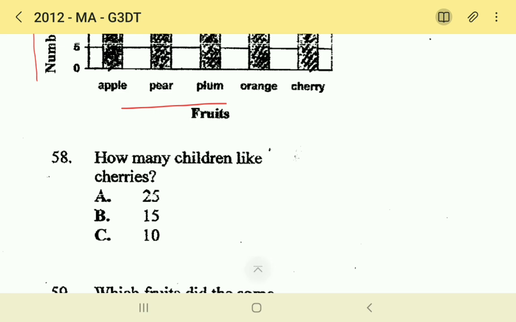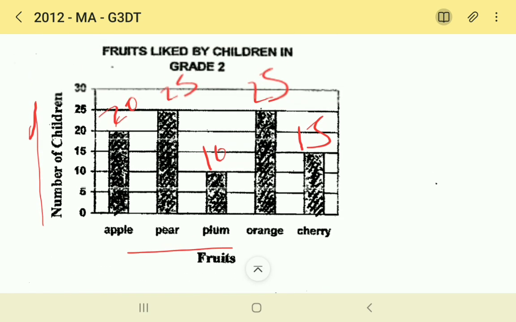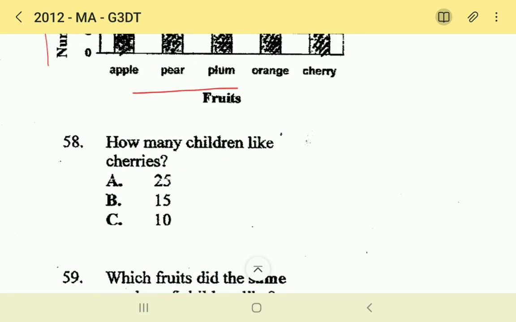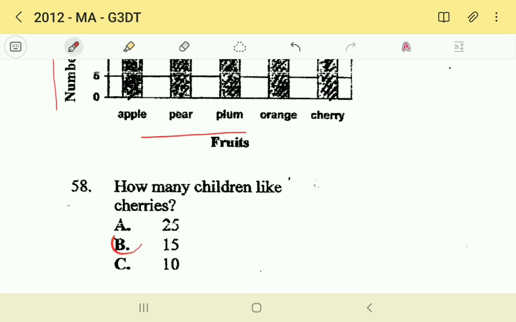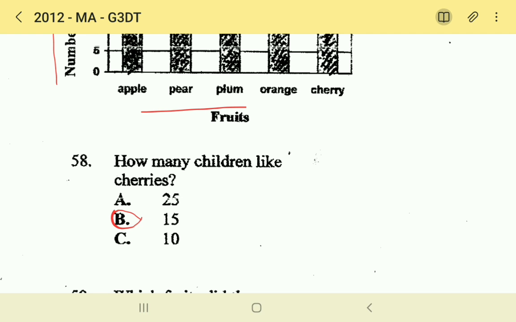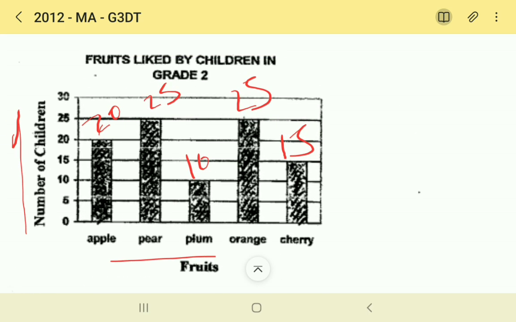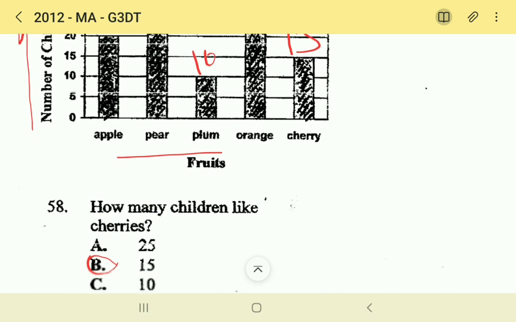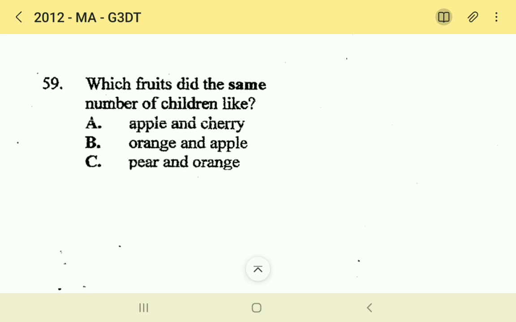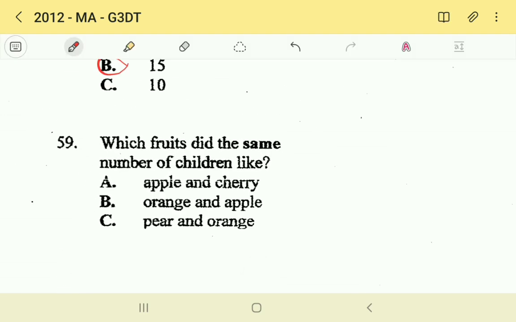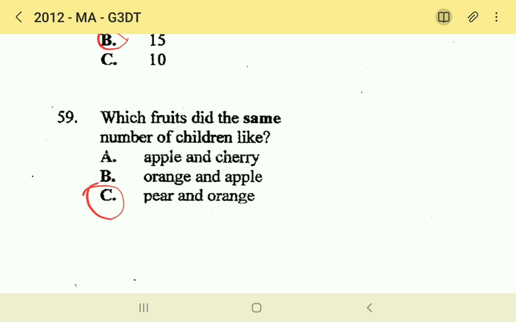58. How many children like cherries? Wow, we did it already. It's 15. The answer is at C. Hold on. 15 is at B. Going too fast. 59. Which fruit did the same number of children like? A says it's apple and cherry. Let's not read the responses. Let's just look. So it's pear and orange. So we now need to go find pear and orange in the response, which is at C. Pear and orange. Guys, do your drum roll. Time for your happy dance.